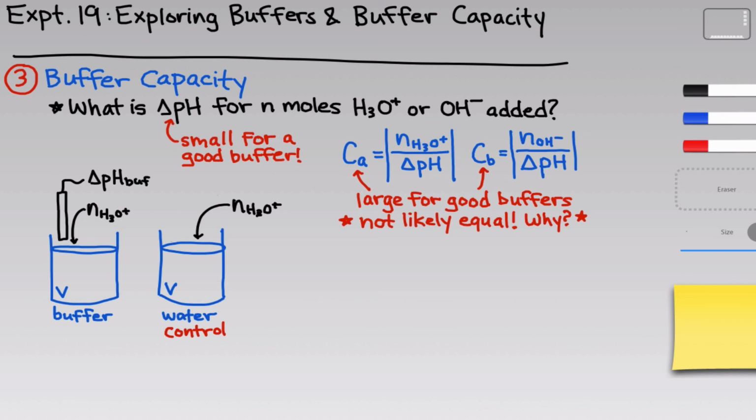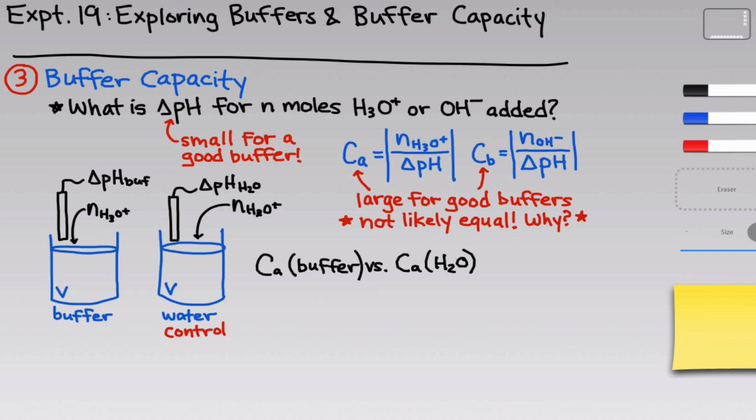Before and after adding the acid to each of these solutions, you're going to measure the pH, and so you'll obtain a change in pH for the buffer, delta pH buff, and a change in pH for the water, delta pH H2O. You're then going to compare the acid capacity of the buffer to the acid capacity of water. Clearly, if the buffer is a good one, the acid capacity of the buffer should be greater than the acid capacity of the water. In other words, it should take more moles of acid to change the pH by 1 unit for the buffer than it should for an equivalent volume of water.